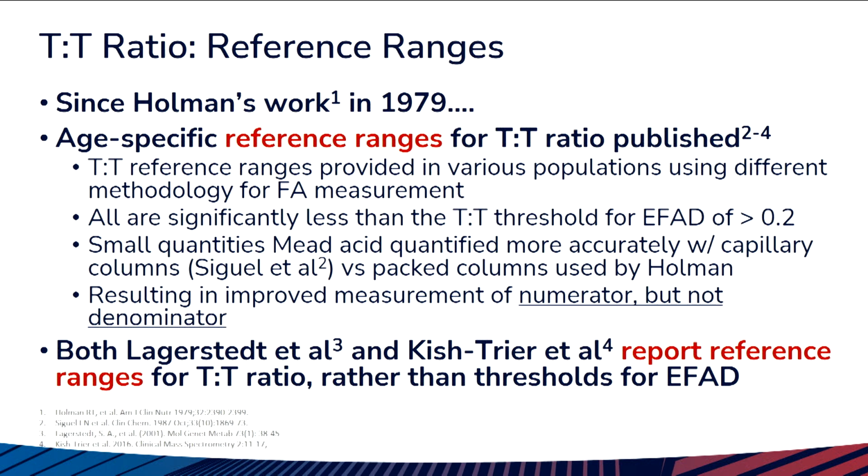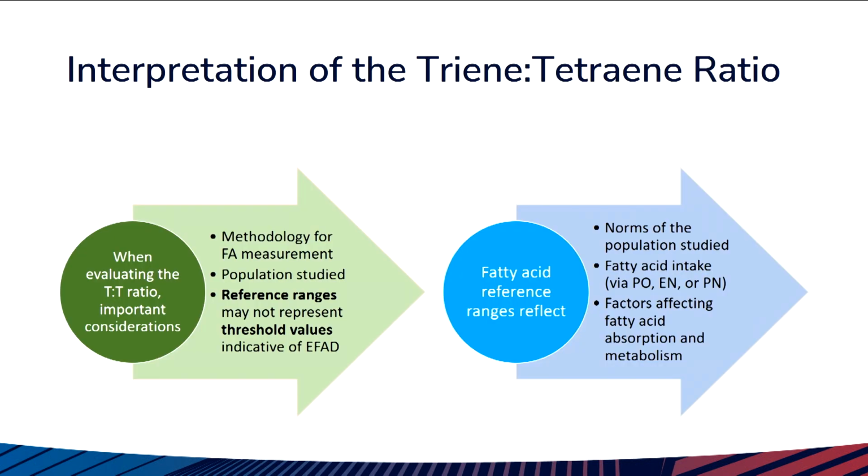When we're interpreting the TT ratio, it's important to look at the methodology, how they did the measurement, and what population was studied for these reference ranges. Because they represent the population that was actually studied, they may not represent the actual threshold to diagnose any type of deficiency.